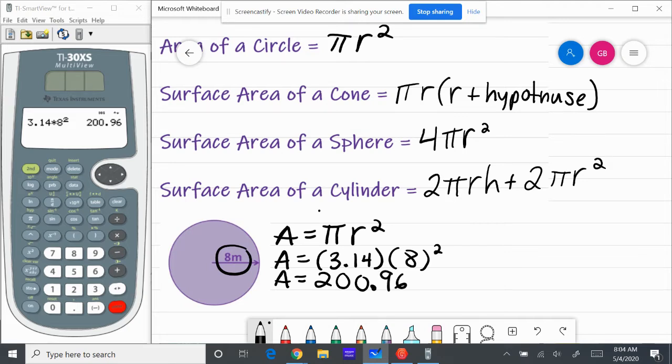200.96. And then we all please include the units. In this case, it's meters squared. So since we're talking about area, the units is always going to be squared. Also, for the practice, round to 2 decimal places. All right, let's get into the next example.